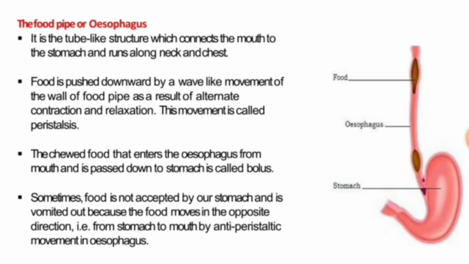Sometimes food is not accepted by the stomach and is vomited out, because the food moves in the opposite direction, that is from the stomach to the mouth, by anti-peristaltic movement in the esophagus. Very important one, just get to know.